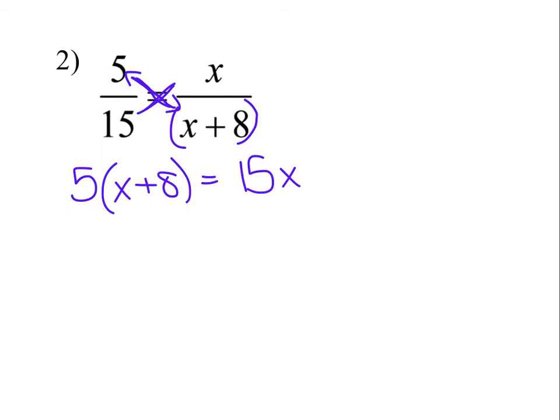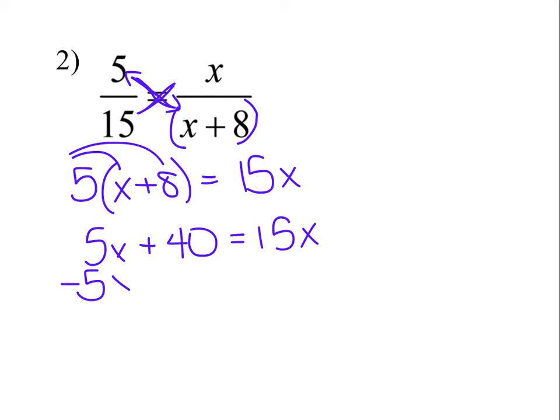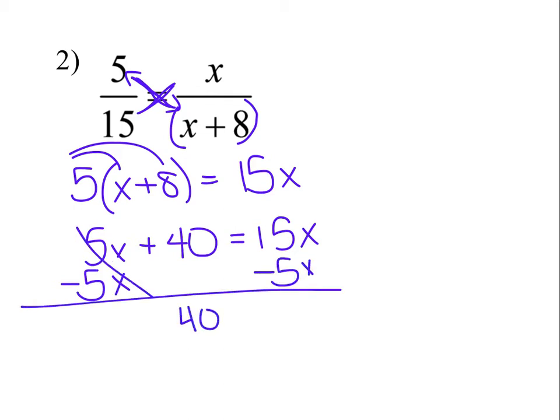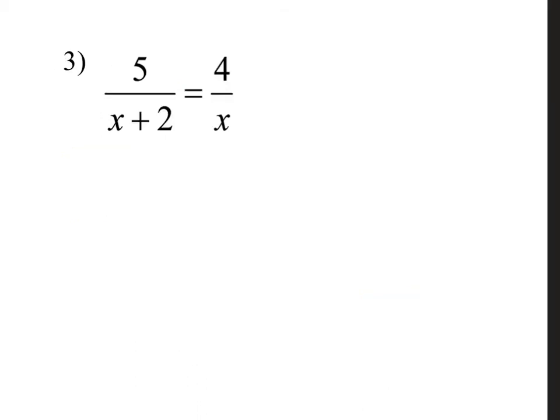So solving the equation, we're adding cross multiplying on to our steps. So we distribute in through. So it's 5x plus 40 equals 15x. Distribute. Move your x's. And then the inverse operation here is dividing by 10. So x is 4. Okay. We're only dividing by 10. We're not dividing by the x. So please don't do that.